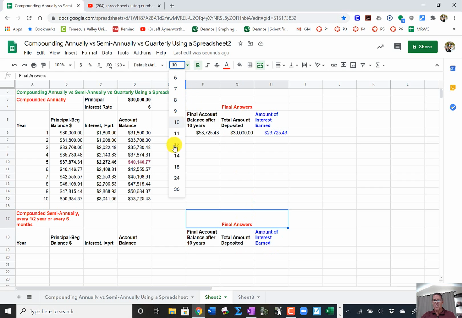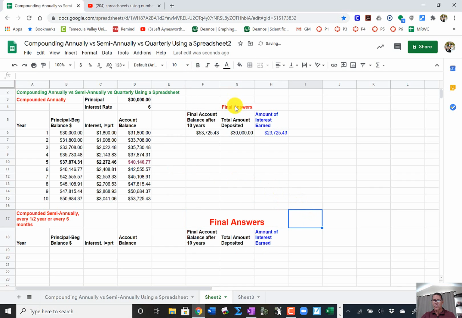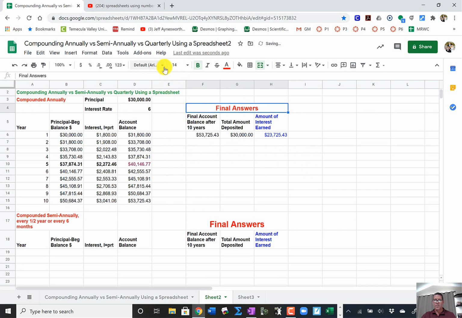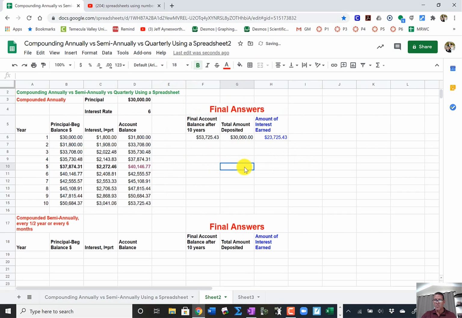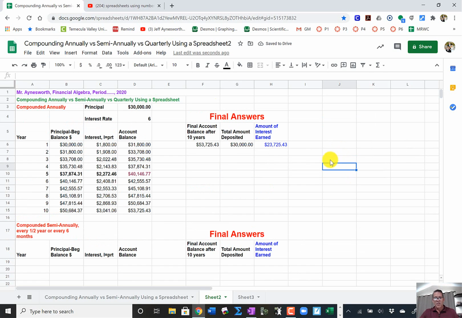So I'm going to enlarge that just so we can have things a little bit bigger and bolder. Here we go. Let's make this a little bit bigger and bolder here too. Okay, so if we're going to compound it semi-annually, that means we're going to compound it every 6 months, or every half a year. So that means we compound it twice a year. So what we need to do in the year column here is go ahead and set it up. So a half a year is 0.5. So instead of entering 1/2, I'm going to enter in 0.5.